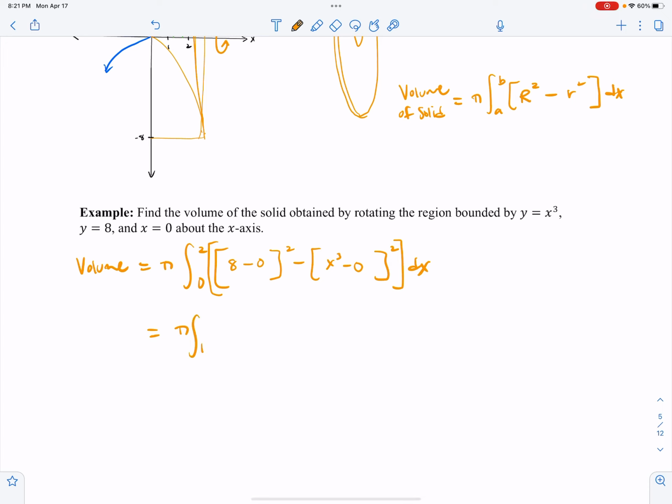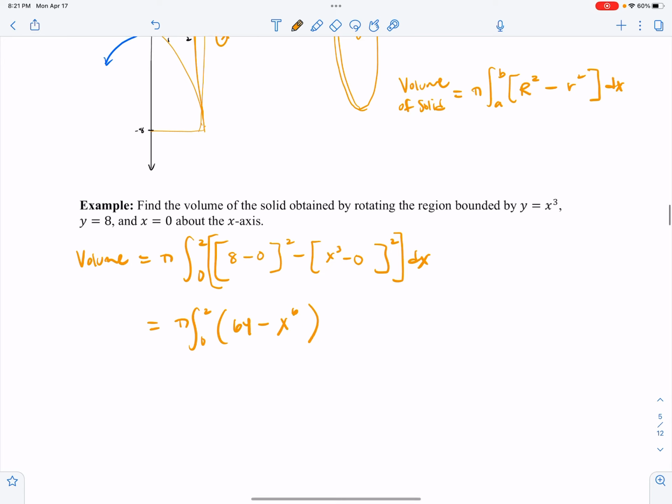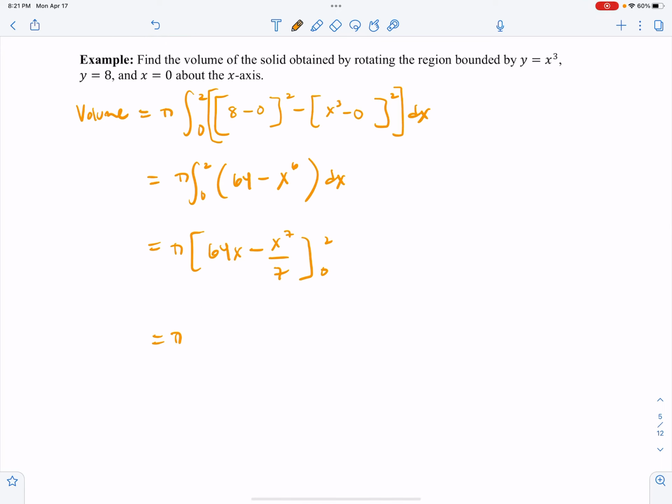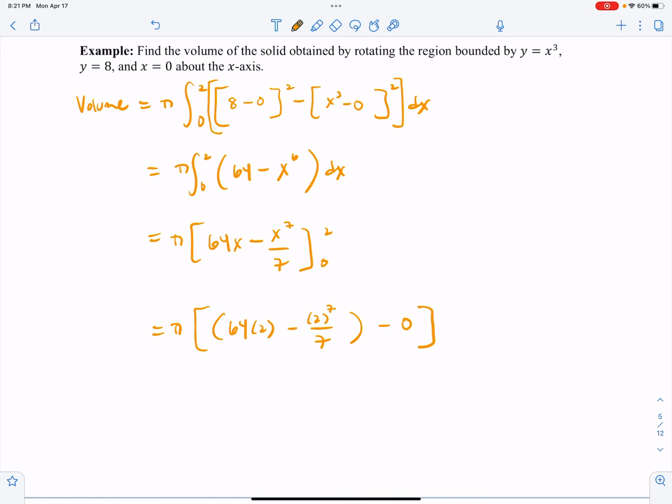Okay, so then to simplify, that's going to be 64 minus x to the 6th dx. And then we're ready to integrate. So 64x minus x to the 7th over 7 from 0 to 2. So that's 64 times 2 minus 2 to the 7th power over 7 minus 0. And then whatever that ends up being. I don't have that written down for some reason.